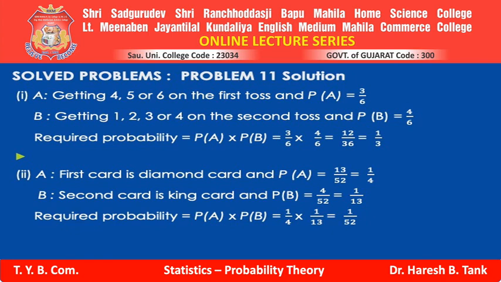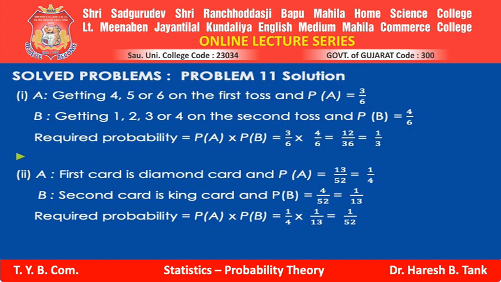The first card is a diamond card, so the probability of A becomes 13 upon 52. The second card is a king card. That can be done with probability 4 upon 52, simplifying to 1 upon 13. So the required probability, as the connector was AND, is the product: the probability of A multiplied by the probability of B becomes 1 upon 4 multiplied by 1 upon 13, which comes to 1 upon 52. As it was given that the events were independent, it is directly a product, so that comes to 1 upon 52.